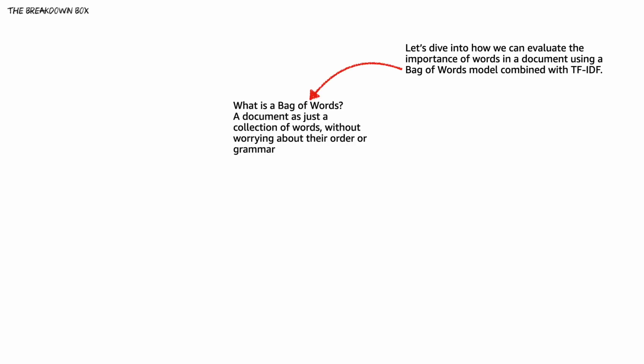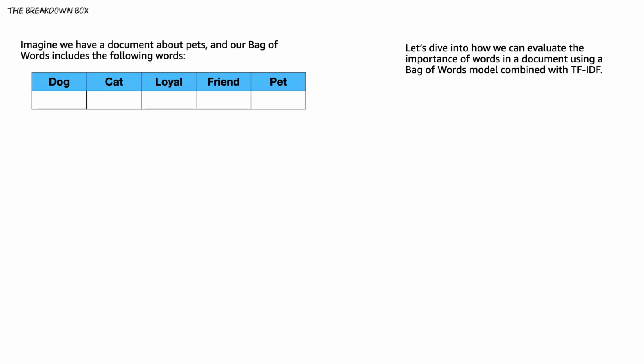What is a bag of words? Think of it as a way to look at a document as just a collection of words without worrying about their order or grammar. This allows us to focus on which words are important. So imagine we have a document about pets and our bag of words model includes the following words. And let's assume we have a sentence of 8 words and the word "dog" appears twice.